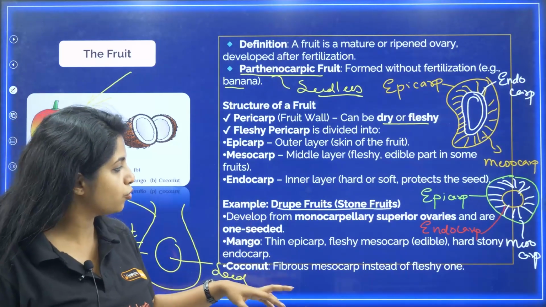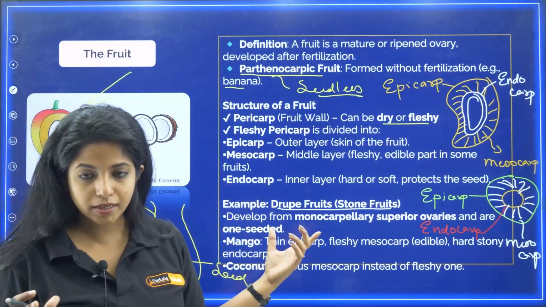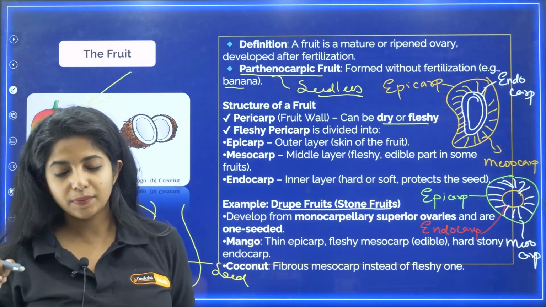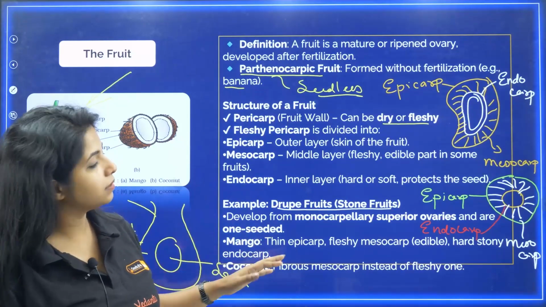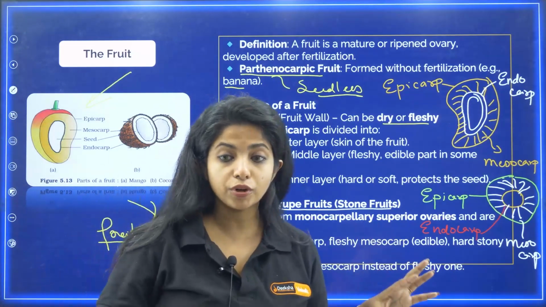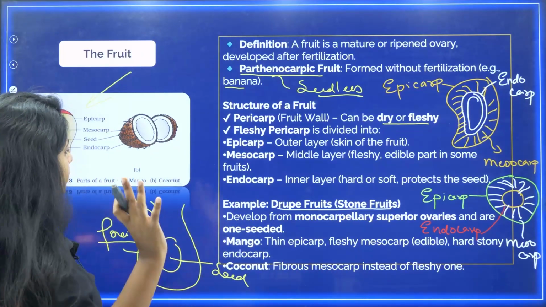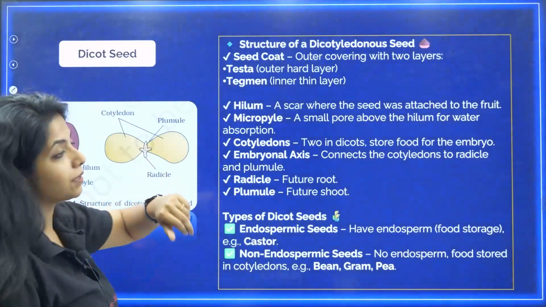This is an example of a drupe fruit, that is basically monocarpellary, that means single carpel, and one seeded because it has probably one ovule and it has a superior ovary. So this is what you should know about fruit according to your NCERT from this particular chapter. Now going ahead with the next thing, that is seed.